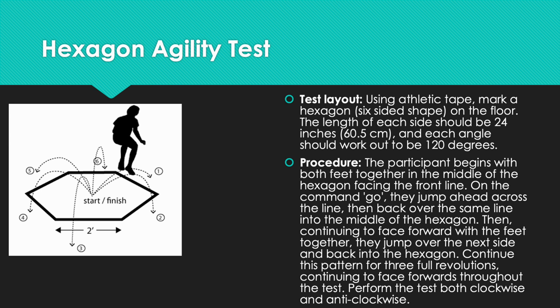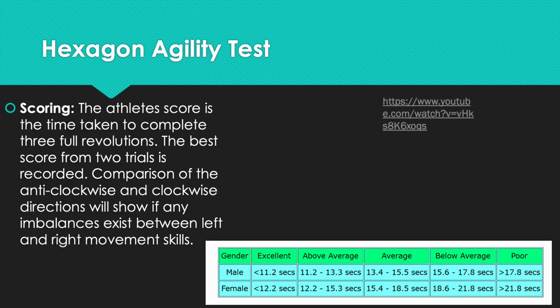This can be performed both clockwise and counterclockwise. For the scoring of this test, the athlete's score is the time taken to complete 3 full revolutions. The best score from 2 trials is recorded. Comparison of clockwise and counterclockwise directions will show if there are any imbalances between the left and the right movement skills. And then we've also got the scores here along with a video in the link.